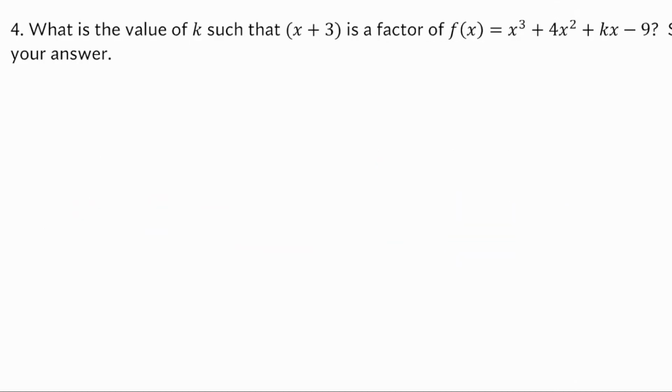All right, number 4 asks what value of k makes x plus 3 a factor of this polynomial right here. So we're going to set up for synthetic division. So it'll be 1x to the 3, positive 4x to the 2, kx, and negative 9. We're going to divide by x plus 3, so we'll put negative 3 on the outside.